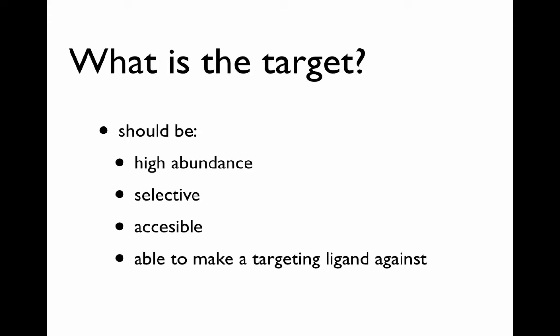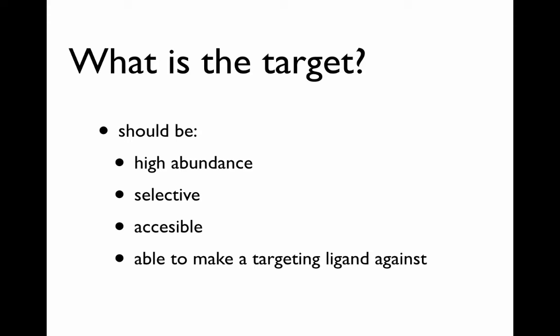It should be accessible. We talked about the barriers. You do not want it in the nucleus, for example, because then you would have to go across multiple different barriers. So you want it to be accessible. And you also want to be able to make a targeting ligand against it. Not everything can you make a targeting ligand against.